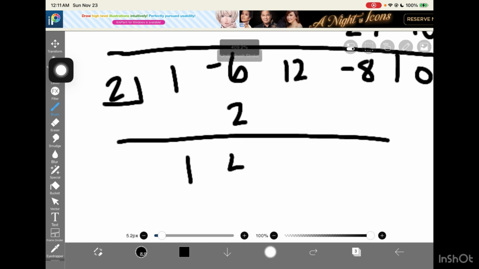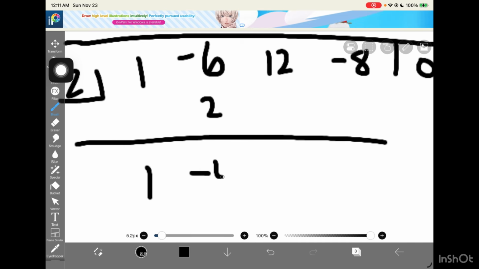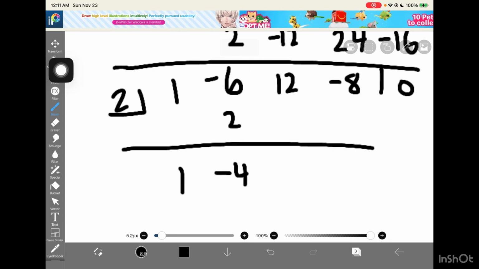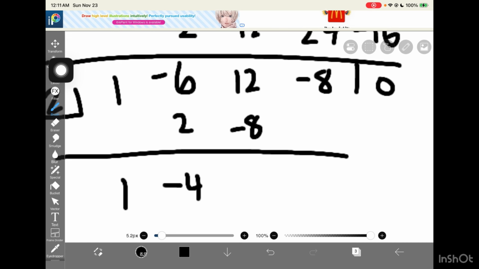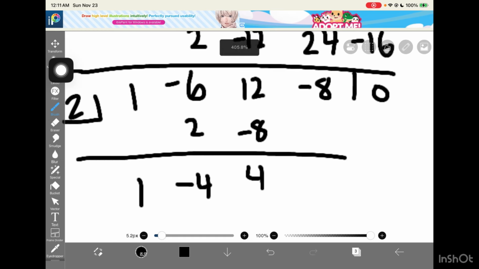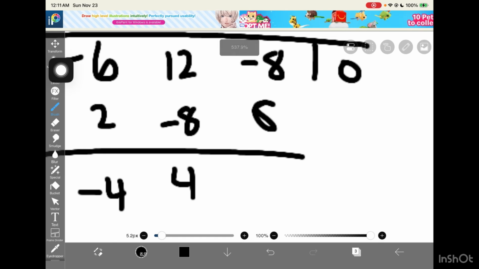Oh, sorry. 1 times 2 is 2. Then this is negative 4. Negative 4 times 2 is negative 8. 12 plus negative 8 is 4. 4 times 2 is 8. Once again, we have 0.